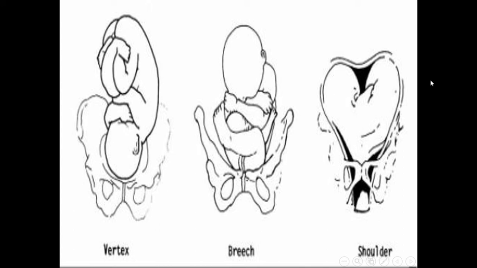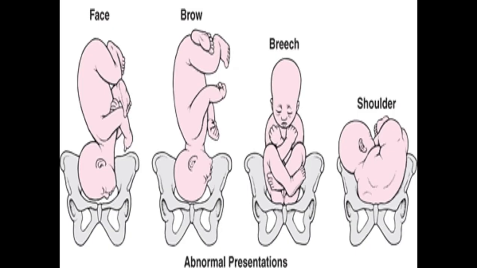We also have the position. Position means the relation of the presenting part to the female pelvis. If we have breech presentation, what is the relation of the buttock to the female pelvis? So we must identify the buttock by what is called the denominator. The denominator is a part on the presenting part by which we define the position. If we have breech presentation, the denominator will be the sacrum. So what is the relation of the sacrum to the female pelvis?